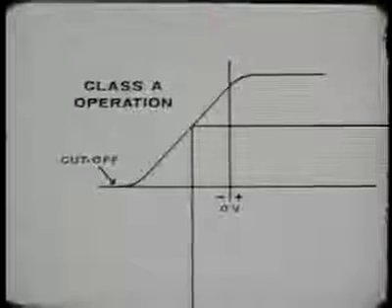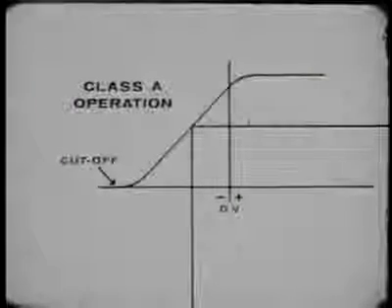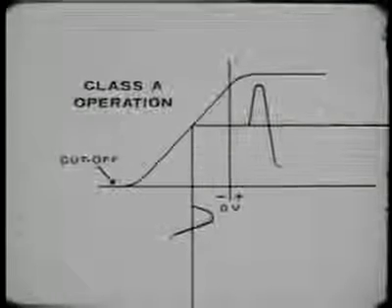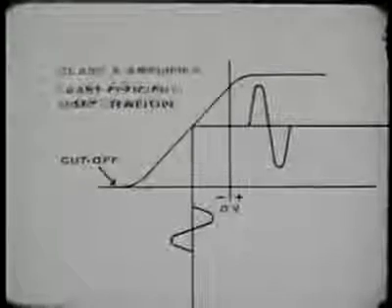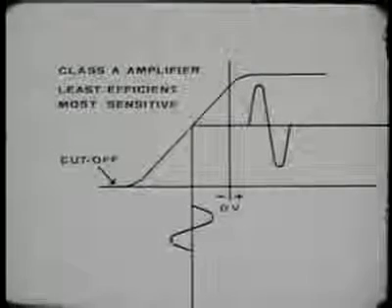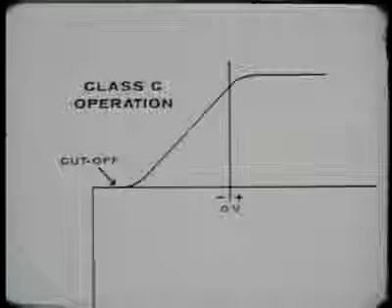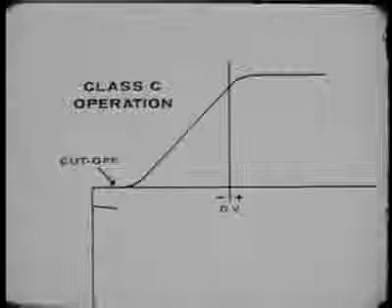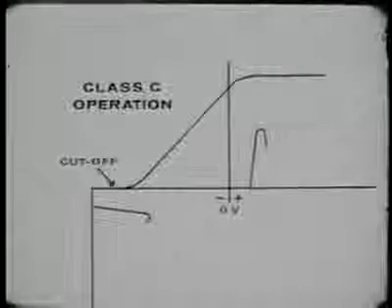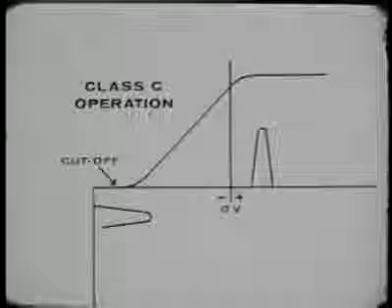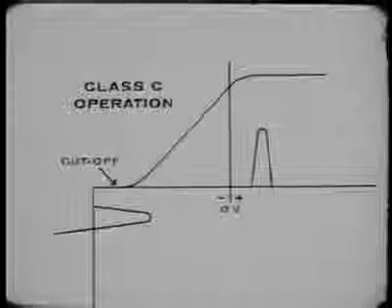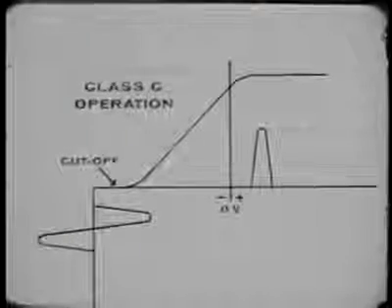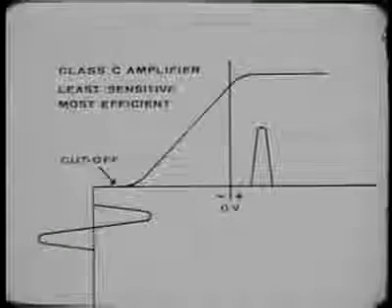In a Class A amplifier, the plate current flows during the entire input cycle. This makes the Class A amplifier the least efficient, yet the most sensitive. As another example, in a Class C amplifier, plate current flows only during a portion of the positive half of the input signal and is cut off at all other times. The Class C amplifier is the least sensitive, but the most efficient.